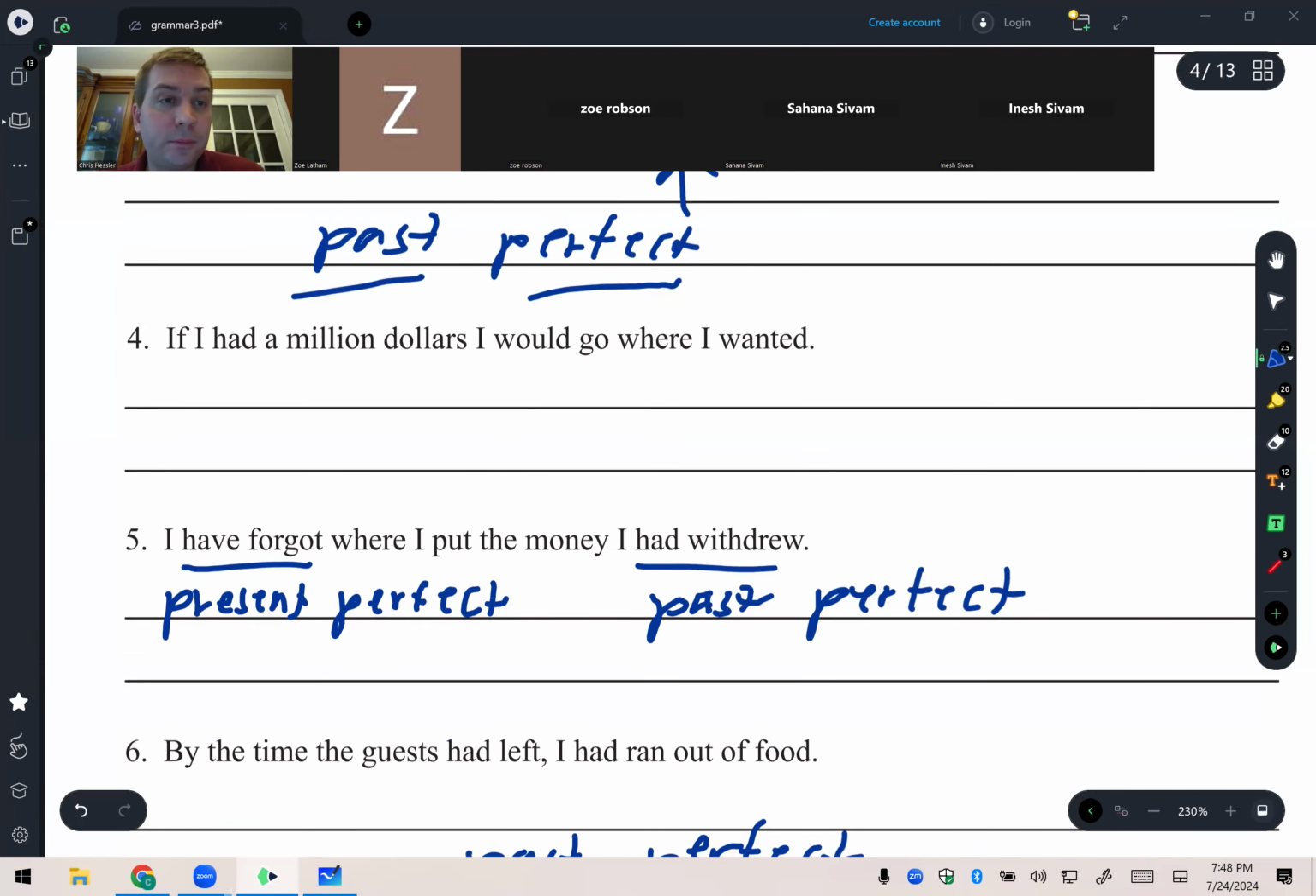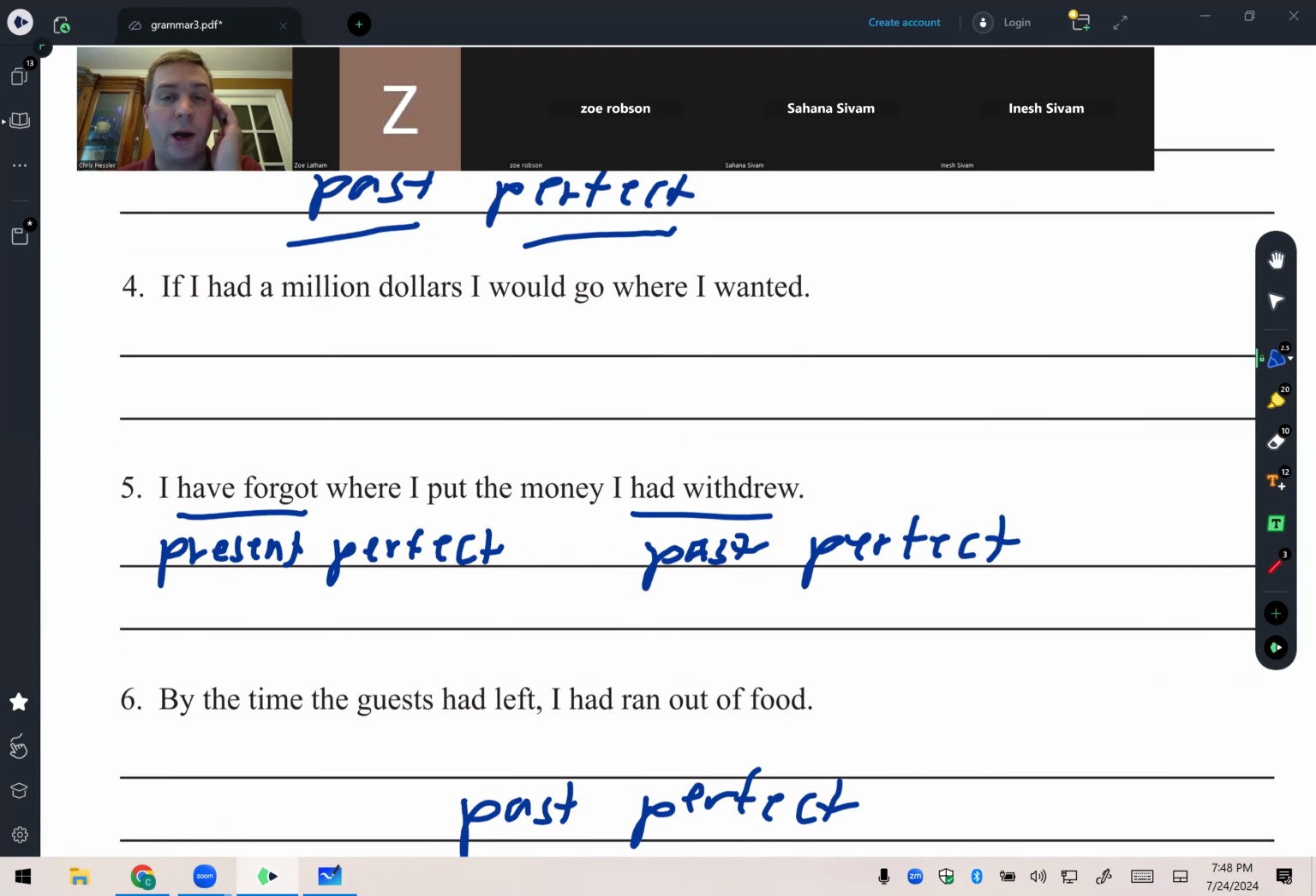All right, next one. If I had $1 million, I would go where I wanted. So this is something we haven't actually discussed yet, but this is what's known as the subjunctive. That's a V. And it's not even a tense. It's a mood. We have the subjunctive whenever there is a hope, a wish, a desire, a dream, any of those things. If something is not factually true, currently, it's subjunctive. And it's not a tense, it's a mood. But this is what we have here.